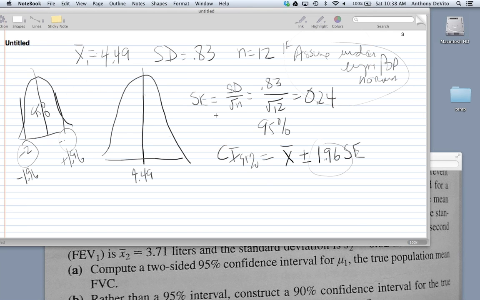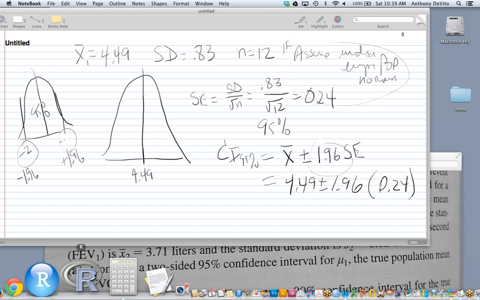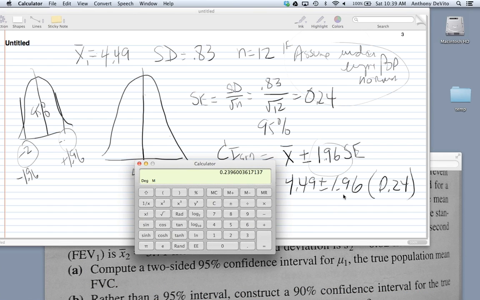Let's see what that's going to come out to be. The confidence interval is going to be equal to our mean, 4.49, plus or minus 1.96 times my standard error, which was 0.24. Let's resolve that. It's 1.96 times 0.24. This whole part is equal to 0.47.